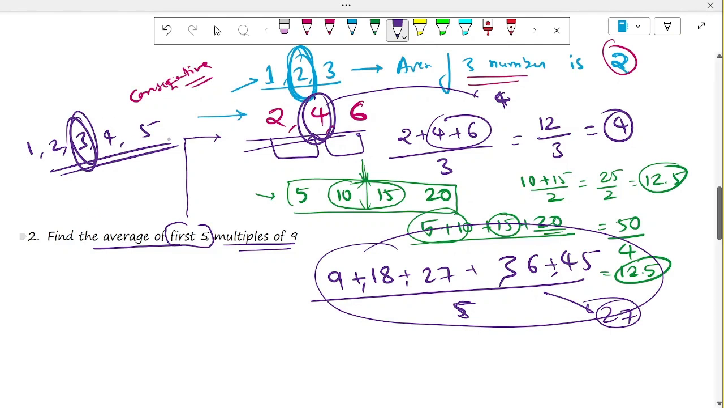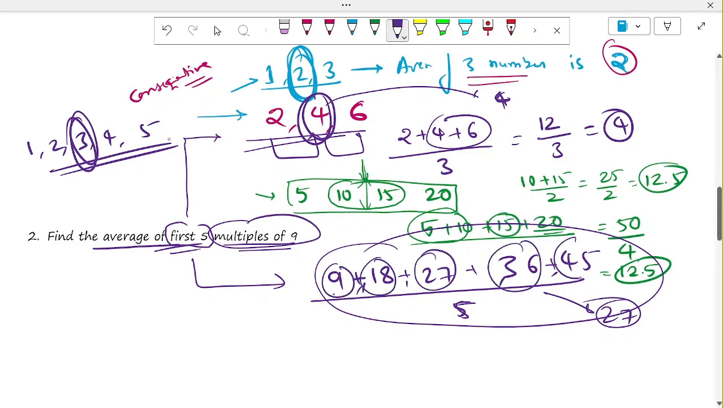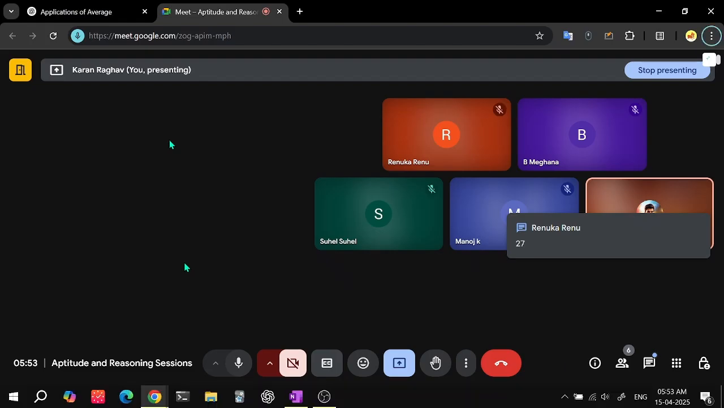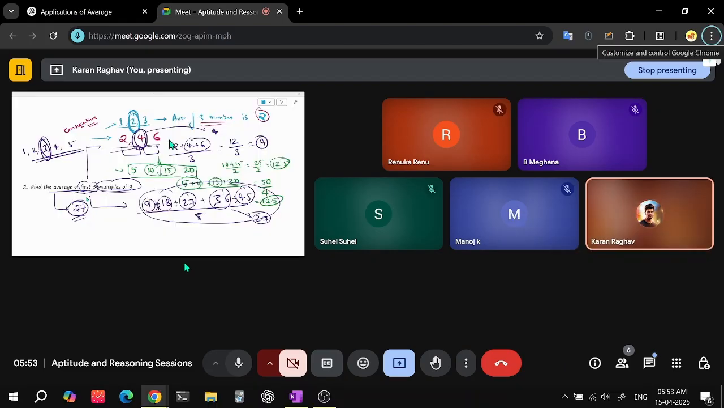Okay. Now, this will give you the answer of this question. Find the average of first 5 multiples of 9. First 5 multiples of 9 is what? 9, 18, 27, 36, and 45. And the average of this is 27. Just by looking at the question, you will be able to answer: the answer for this is 27. I hope this trick is very simple.